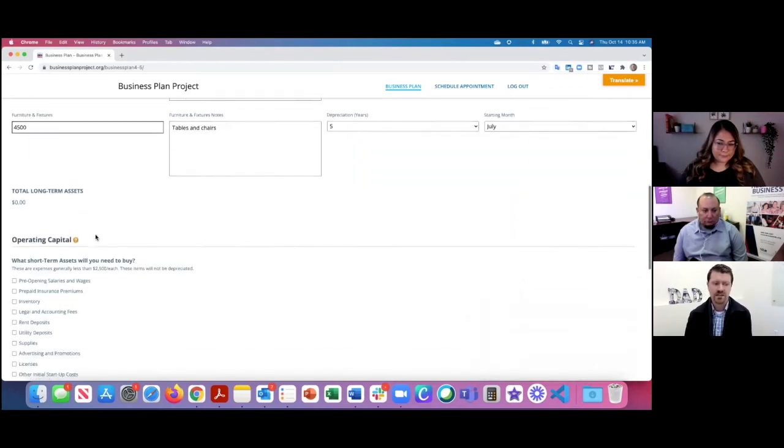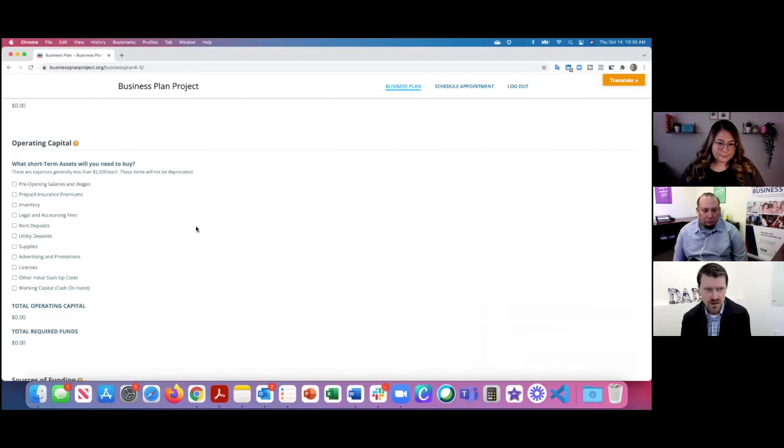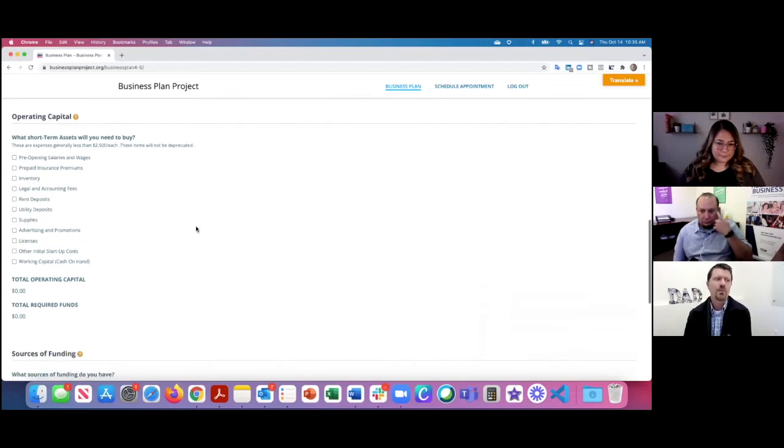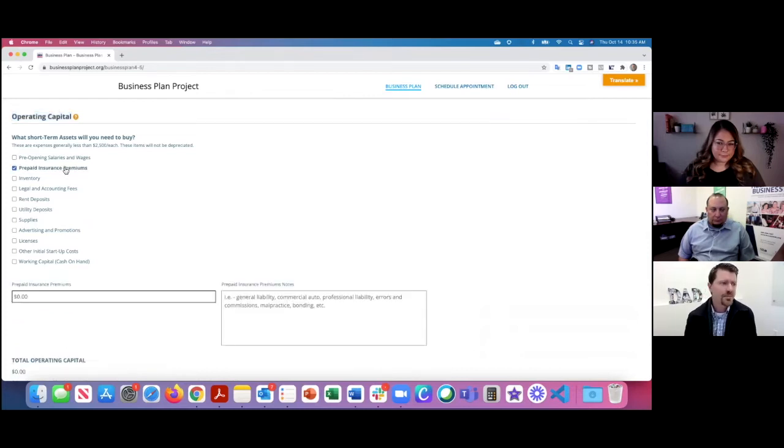Now we need to list out, so that would be your long-term assets on the balance sheet. But for short-term assets or operating capital, now we list out some other things, like what else are we going to need to buy? And just to get started, again, for my startups out there, this is before you take your first dollar for subscription. So let's say, yeah, we need some prepaid insurance premiums to sign the lease, because that's probably going to be a clause in the agreement, that we carry some general liability.